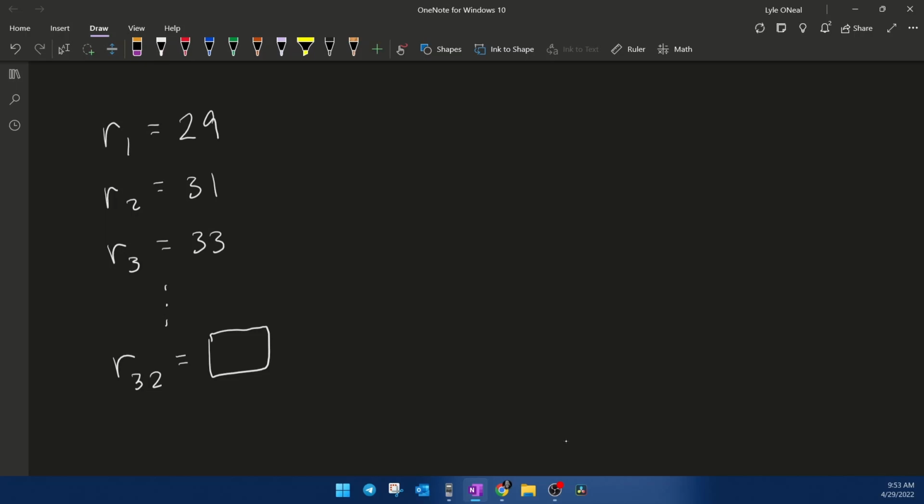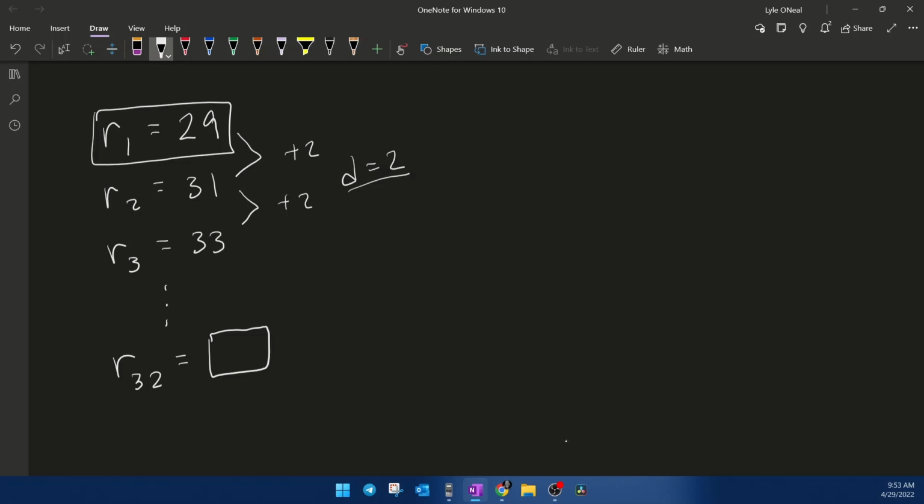So first thing I need to do is figure out what kind of sequence this is, and that will indicate the formula needed. So checking for a common difference, to get from 29 to 31, we would add 2. From 31 to 33 is another plus 2. So this indicates that there is a common difference, and it is 2. I also know the first term of the sequence. So at this point, I know the sequence is arithmetic.